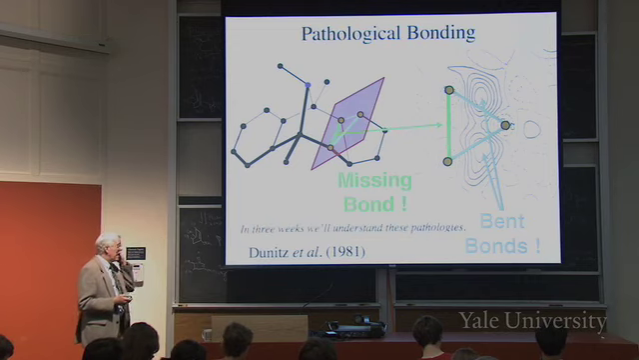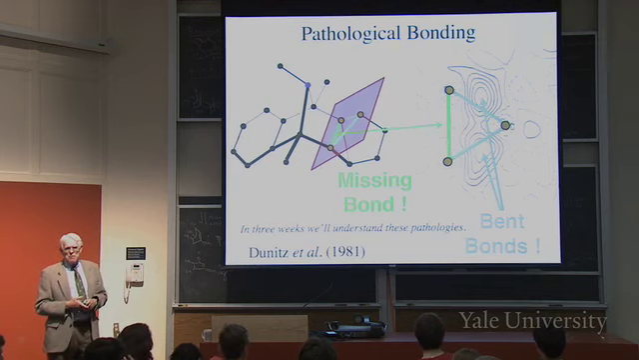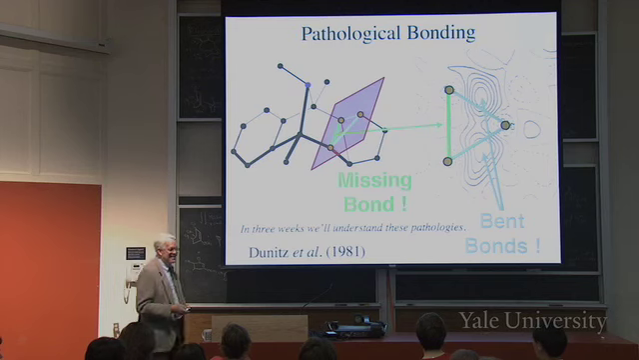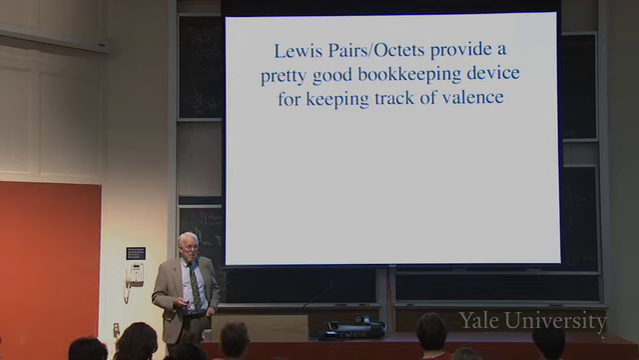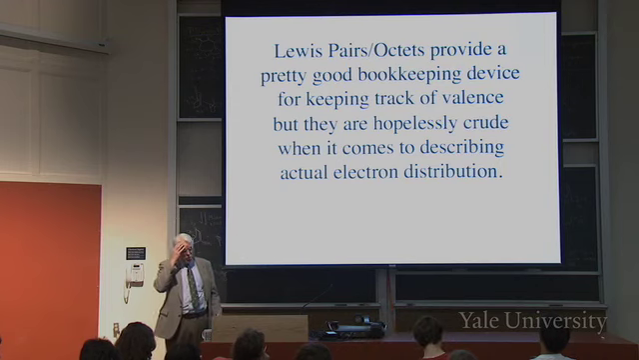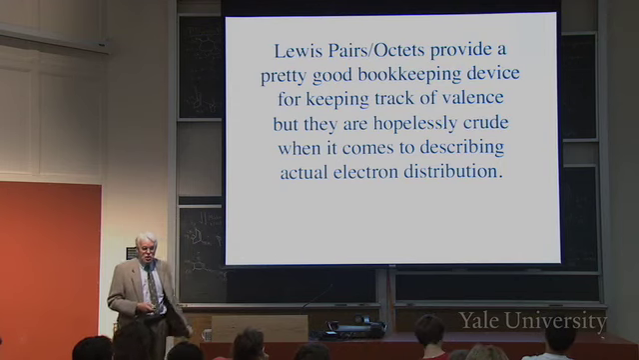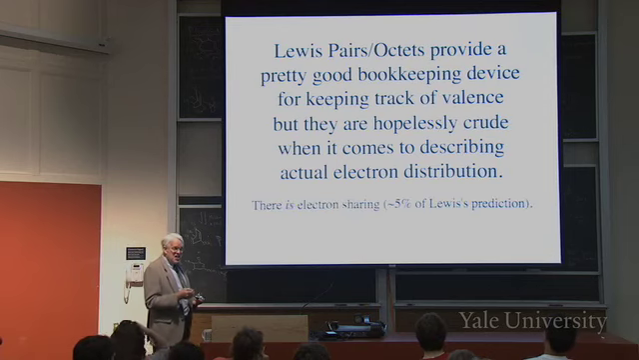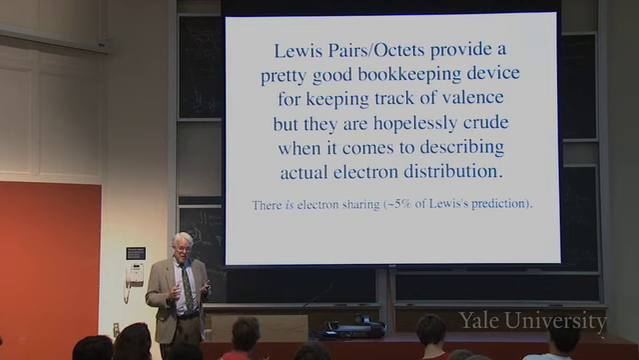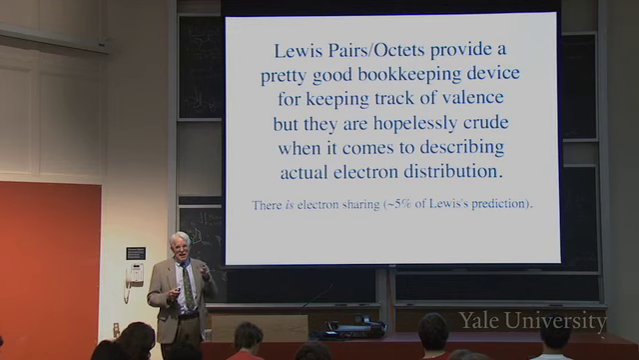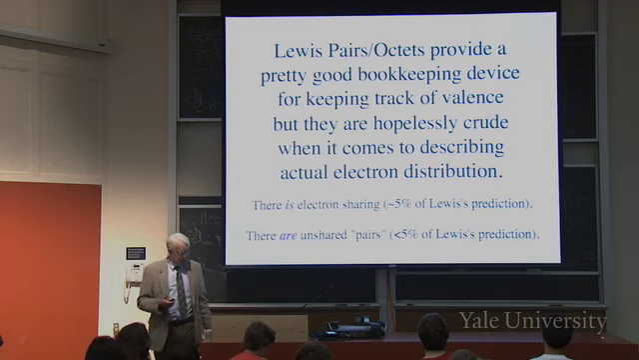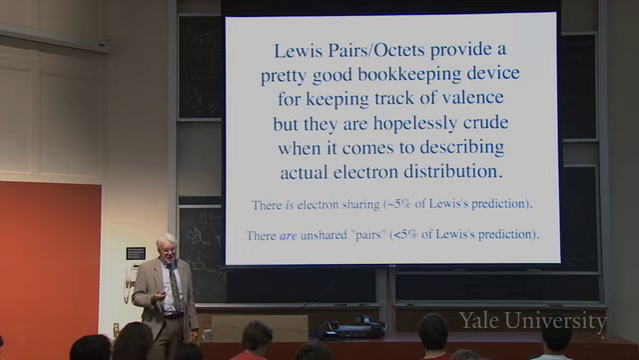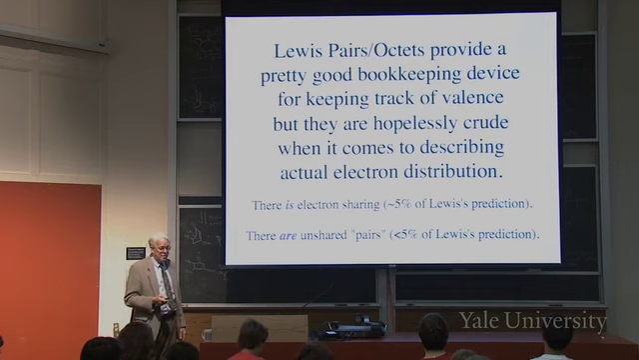Okay, so again, pathological bonding, and in 3 weeks, you'll understand this from first principles, but you've got to be patient. Okay, so Lewis pairs and octets provide a pretty good bookkeeping device for keeping track of valence, but they're hopelessly crude when it comes to describing the actual electron distribution, which you can see experimentally here. There is electron sharing. There's a distortion of the spheres of electron density that are the atoms, but it's only about 5% as big as Lewis would have predicted had he predicted that 2 electrons would be right between. Okay? And there are unshared pairs, as Lewis predicted. And again, they're less, but in this case, they're even less than 5% of what Lewis would have predicted. But you can see them.